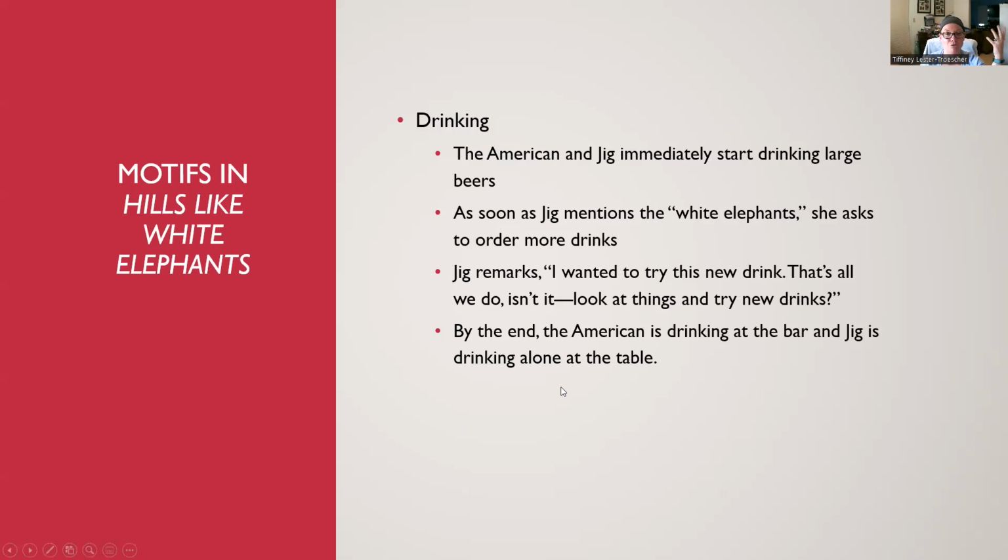Motifs, remember, is when imagery is repeated. There is definitely the motif of drinking. We get images and references to drinking a lot. They immediately start drinking large beers. As soon as she mentions white elephants, she asks to order more drinks. It's almost like whatever white elephants makes her think of, she immediately wants to keep drinking more.